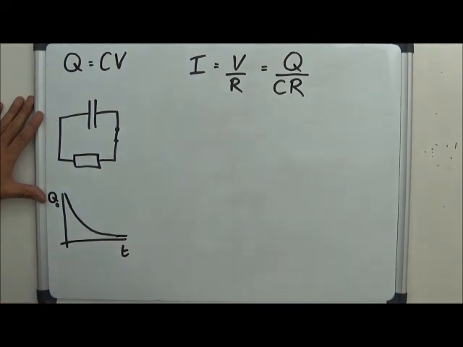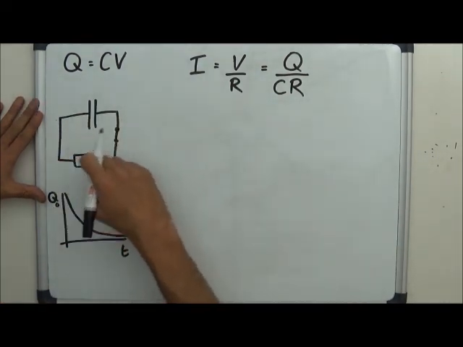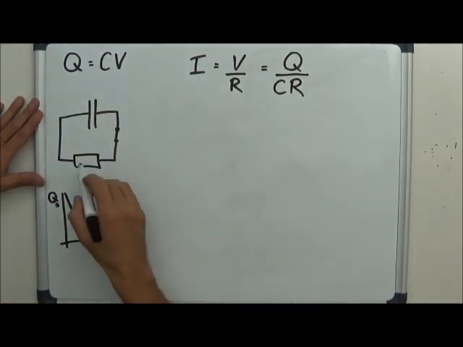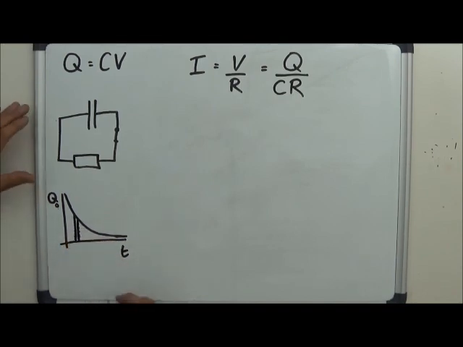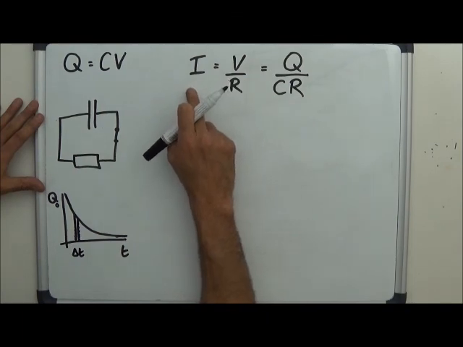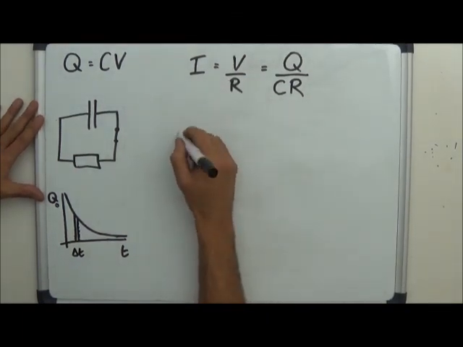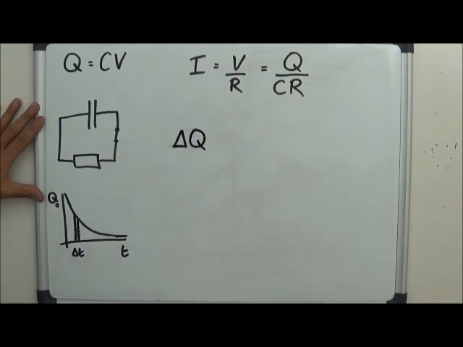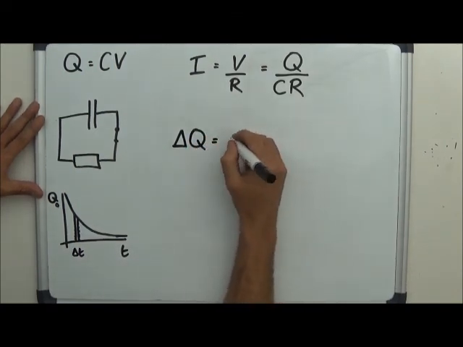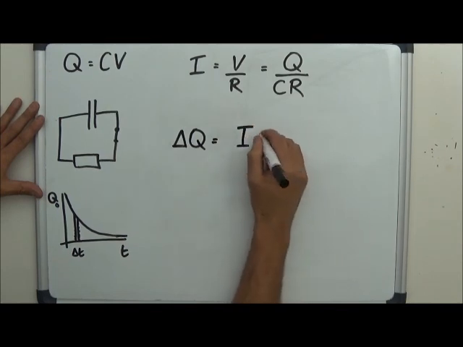And the second thing we need to think about is, what is the charge flowing? How much charge goes through in a tiny bit of time? What is the value of charge that will flow in a small amount of time dt? As long as the time is small enough, we can say the current will be constant for that small period of time. So the small amount of charge, delta Q, that would flow in a small amount of time, delta t, would be equal to I times delta t.